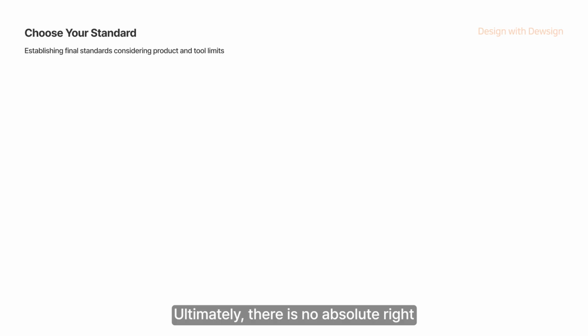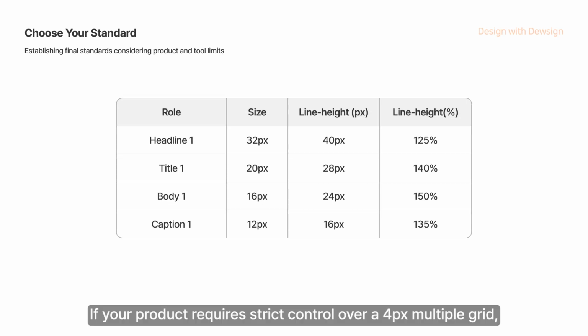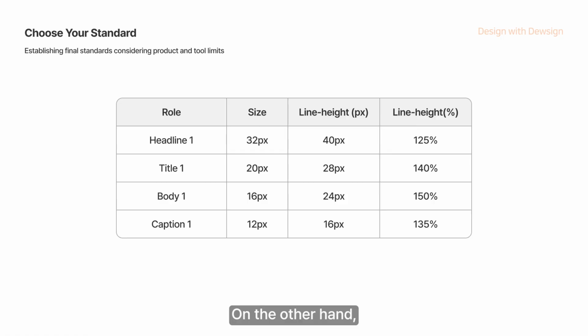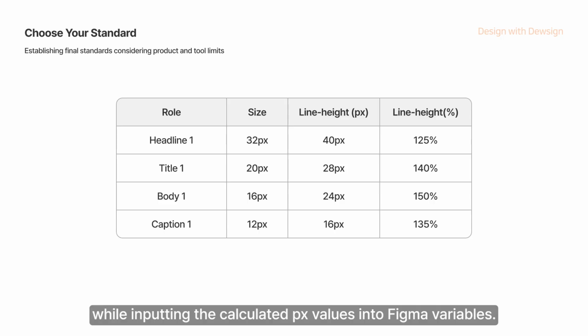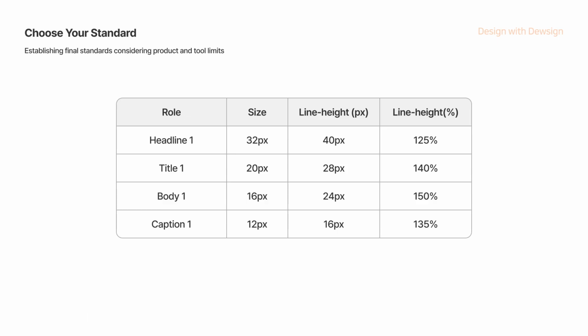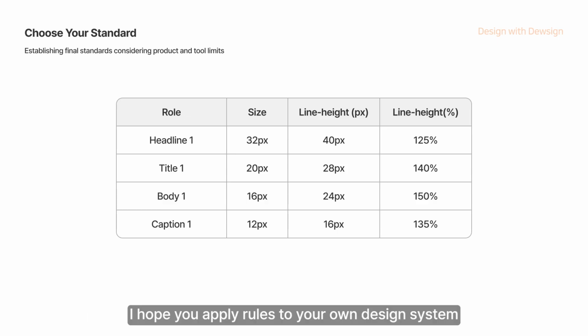Ultimately, there is no absolute right answer for line heights in a design system. If your product requires strict control over a 4-pixel multiple grid, it is best to adjust with absolute pixel values from the start. On the other hand, if you are building a universal web system, you can compromise by writing the code at 150% while inputting the calculated pixel values into Figma variables. I hope you apply rules to your own design system that thoughtfully consider both tool limitations and your product's unique character.